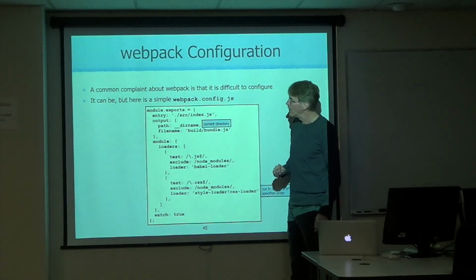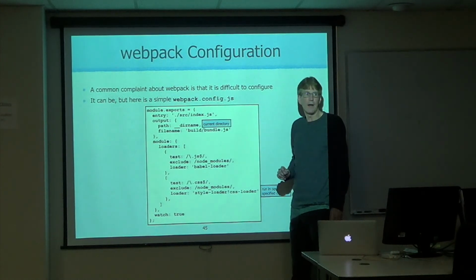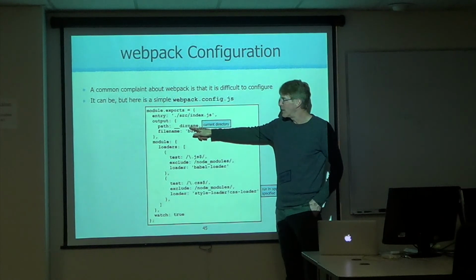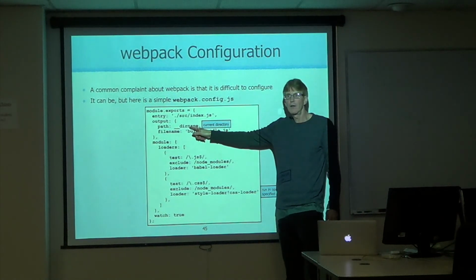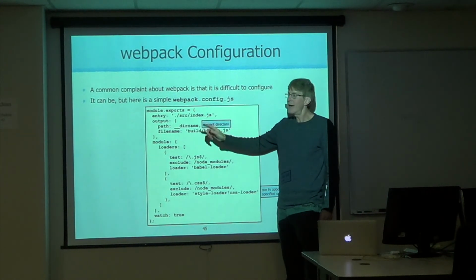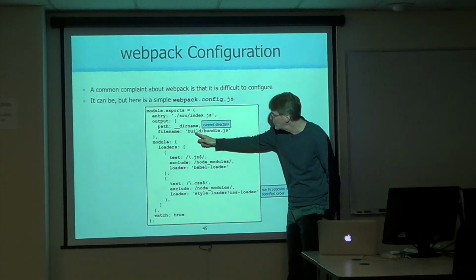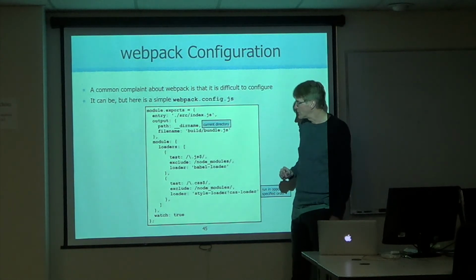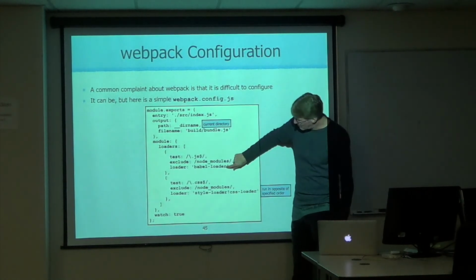And then the output, where should it put this bundle file it's going to produce? So this is the Node.js way of saying, I want to put it in the current directory, but inside of that, I want to put it in the build directory and then create this bundle.js for me. Then I tell it about the loaders I want to use. So I want to use the Babel loader.